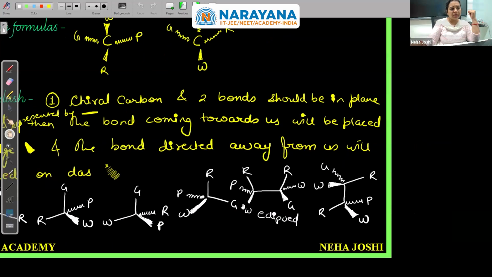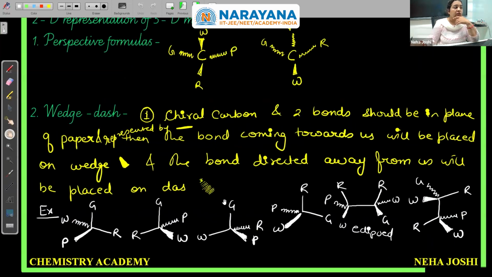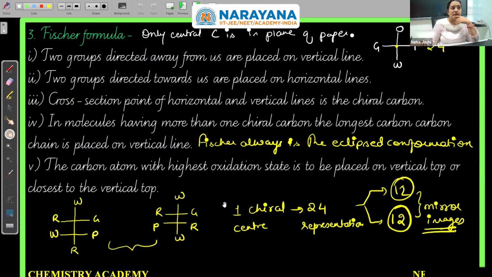With more than one chiral carbon, you can have a similar idea with respect to each carbon: two bonds in the plane of paper, the other two in and out of the plane of paper. Absolutely clear? Okay. Then we move to Fischer, which is the most important for us. Now here, only the central carbon is kept in the paper plane. No other bond or atom is assumed to be in the paper plane. Only the central carbon, this.